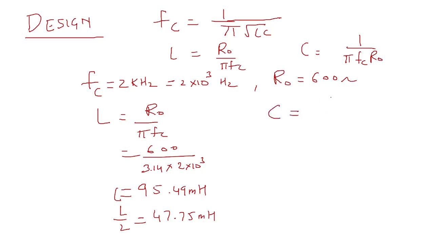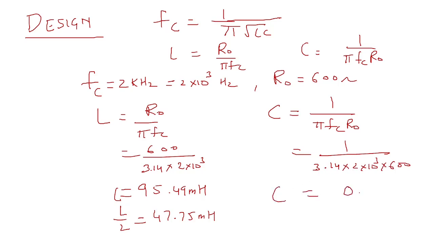Similarly, you can also calculate capacitor C. C is equal to 1 upon pi Fc R naught, which is nothing but 1 upon 3.14 into 2 into 10 to the power of 3 into 600. This will be nothing but C is equal to 0.265 microfarad.